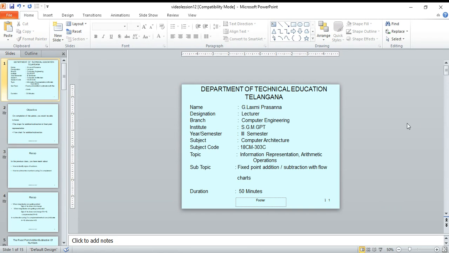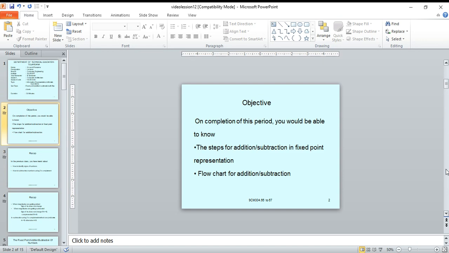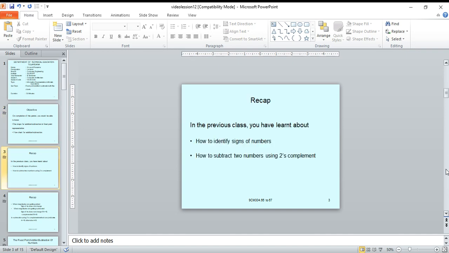Today I am going to explain fixed point addition and subtraction with flowcharts. The objective is that on completion of this period, you would be able to know the steps of addition and subtraction in a fixed point representation, and the flowchart for addition and subtraction operations.